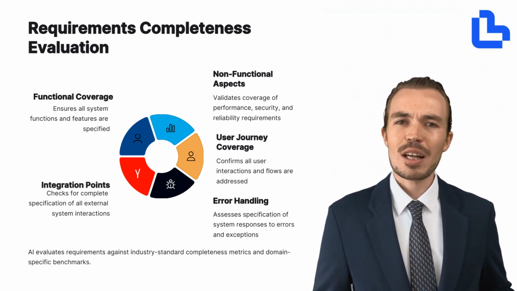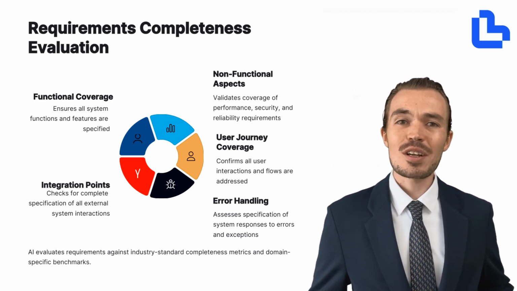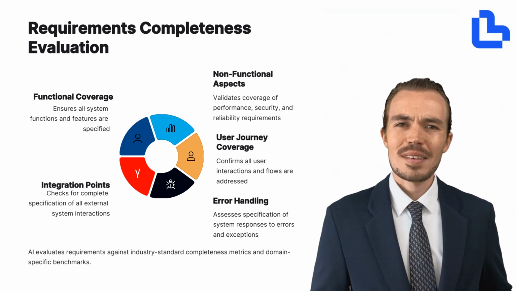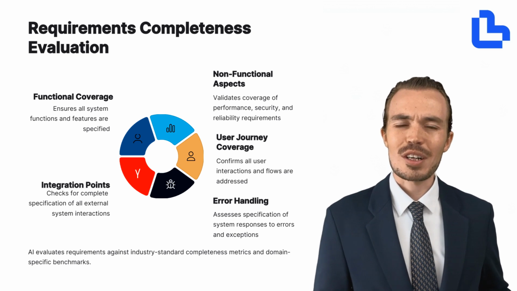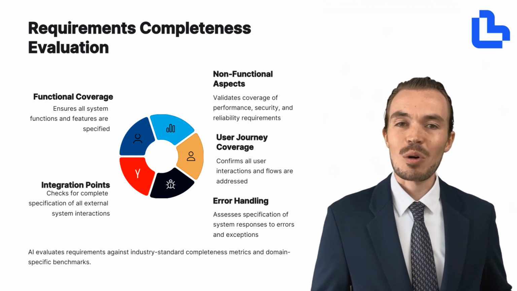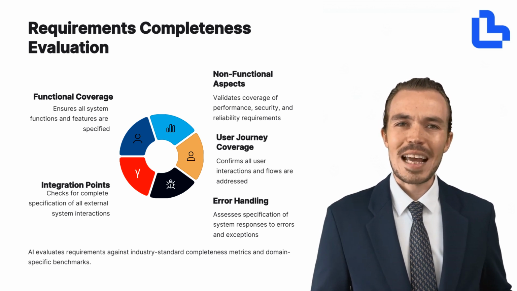AI helps us evaluate completeness across multiple dimensions, ensuring that nothing essential is left out. First, we look at functional coverage. AI checks whether all system functions and features are clearly specified. This includes core operations, user interactions, and business logic. If a feature is mentioned in the product vision but not reflected in the requirements, AI will flag that gap.